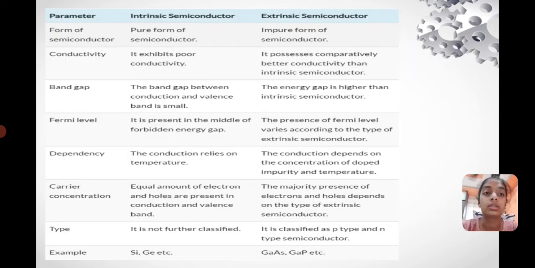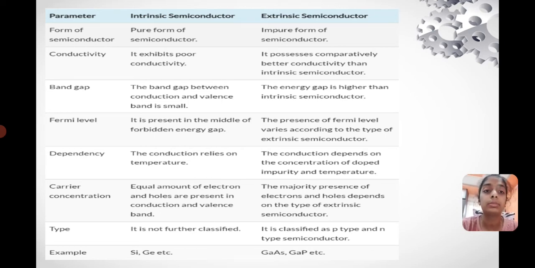Parameters: intrinsic and extrinsic semiconductor. Form of semiconductor. Intrinsic semiconductor is the pure form of semiconductor. Extrinsic semiconductors are the impure form of semiconductors. Conductivity. Intrinsic semiconductors exhibit poor conductivity, whereas extrinsic semiconductors possess comparatively better conductivity than the intrinsic semiconductor. Band gap. The band gap between conduction and valency band is small in intrinsic, whereas in extrinsic semiconductors, the energy gap is different from the intrinsic semiconductor.